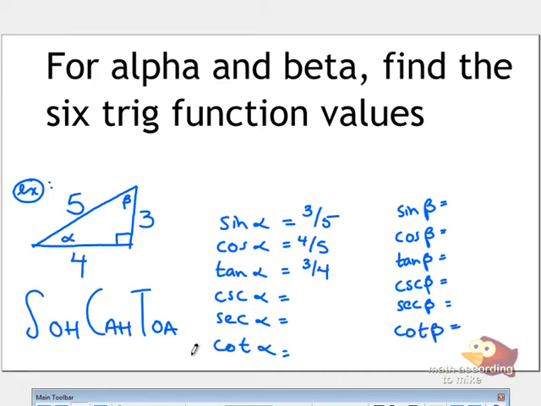Yep. Cosecant is the reciprocal of sine. The reciprocal of sine would be 5/3. The reciprocal of cosine will be secant, which would be 5/4. And the reciprocal of tangent would be cotangent, 4/3. Good. If you would, please do the same for the betas.